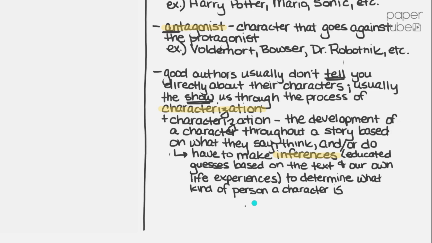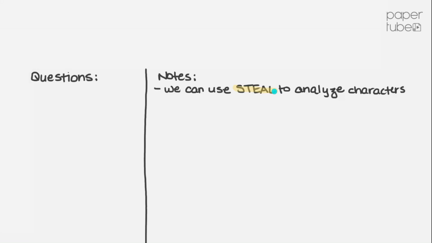So we're going to walk through an example of analyzing the characterization of somebody using Vashti from The Dot. And I'm going to give you a strategy to help you be good at doing this kind of analysis. We're going to use a strategy called STEAL to help us analyze Vashti. STEAL is an acronym, like ideas, that helps us remember all of the steps we need to take when we're doing a character analysis.